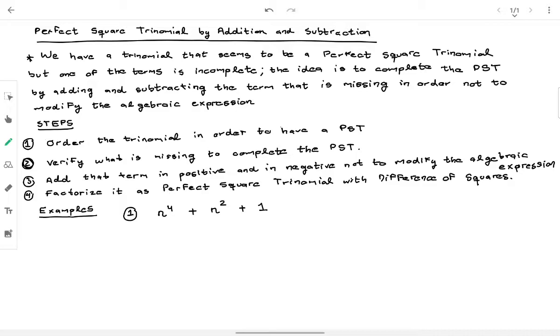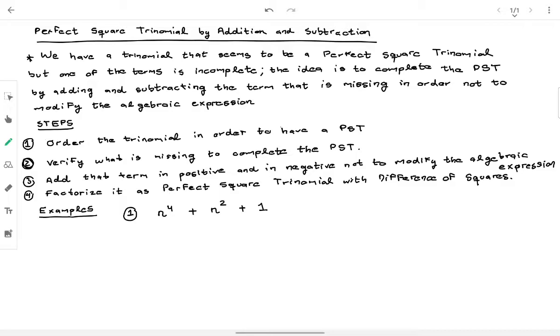I have originally. So in this case, step number 1 is going to be order the trinomial in order to have a perfect square trinomial structure. Number 2, it's going to be verify what is missing to complete the perfect square trinomial. We will need in step 3 to add that term in a positive and in a negative way, not to modify the algebraic expression. And then we will factorize it as a perfect square trinomial with difference of squares.